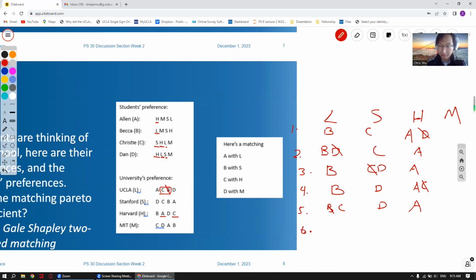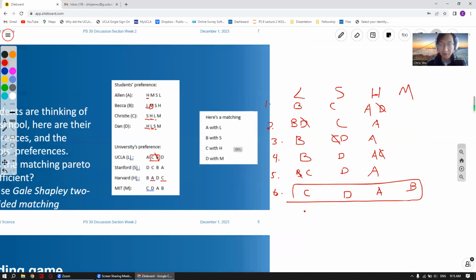So B gets kicked out. Then B goes to M, and that was the game. Right now we have a match between the 4 students and the 4 schools.